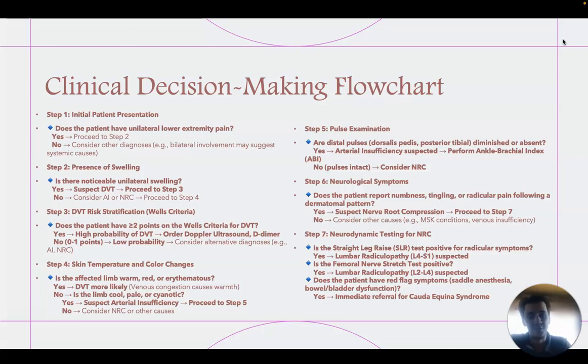And then the neurodynamic testing, if the straight leg raise is positive, then suspect lumbar radiculopathy, specifically L4 through S1. Is the femoral nerve stretch test positive, then suspect radiculopathy between L2 and L4. And if the patient has red flag symptoms, then you need an immediate referral out.